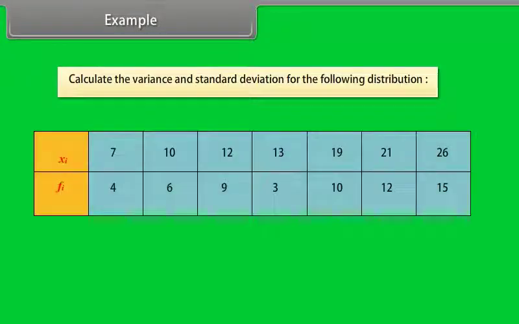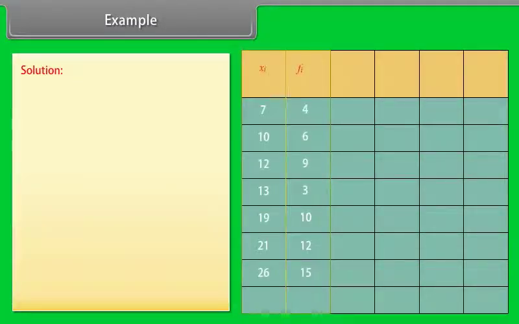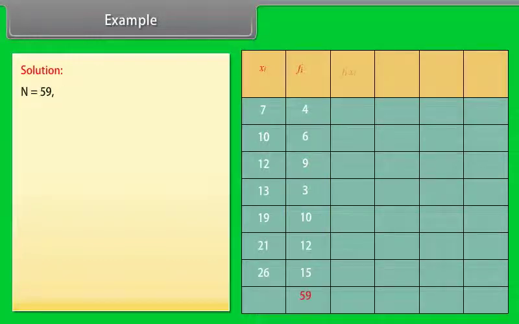Calculate the variance and standard deviation for the following distribution. Solution: in the first two columns, we have written the xi and fi as given. The sum of frequencies fi is 59. In the third column, we find the product of fi and xi, and their sum is found to be 1067.